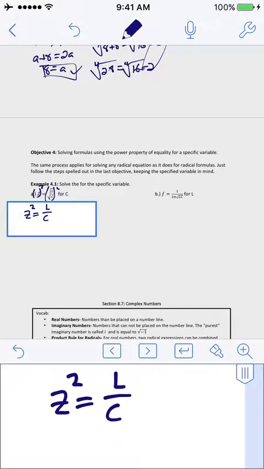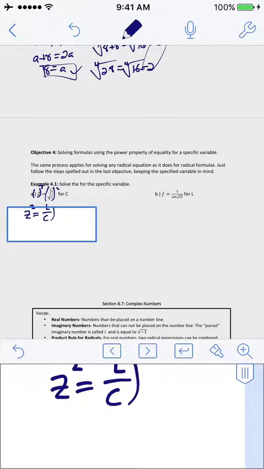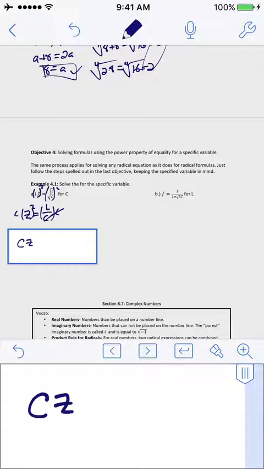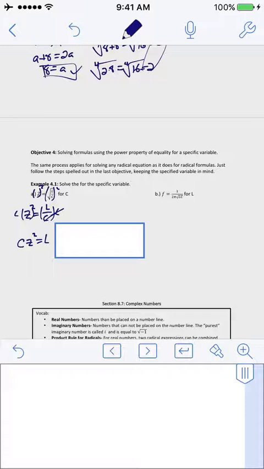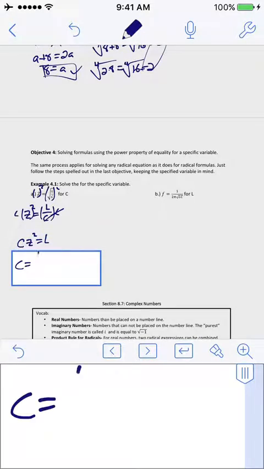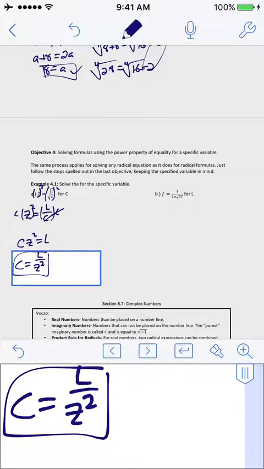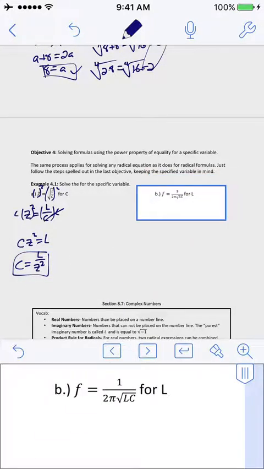And then I want c by itself, so I can times by c so that it goes up into the numerator. Remember those rational tricks? So cancel those, you get c z squared is equal to L, and then divide by z squared. So you get c is equal to L over z squared. Awesome.